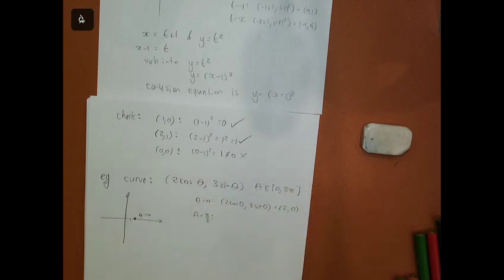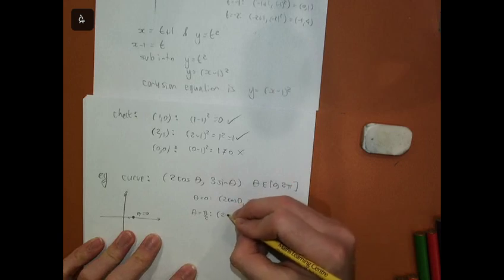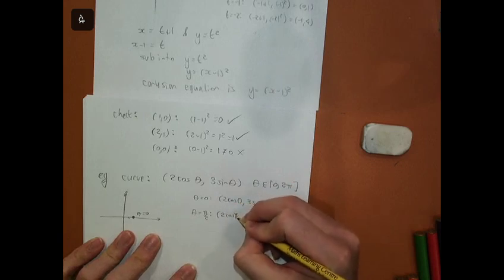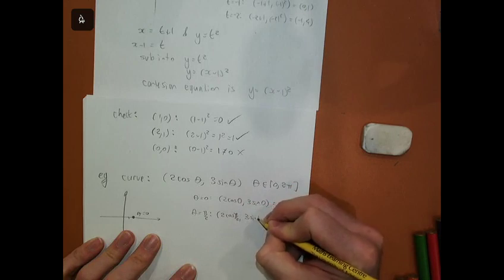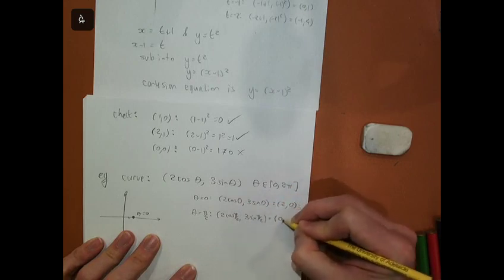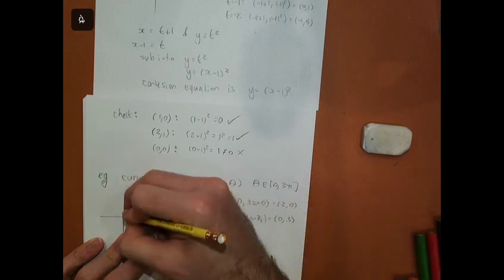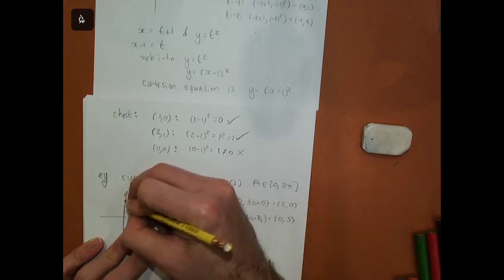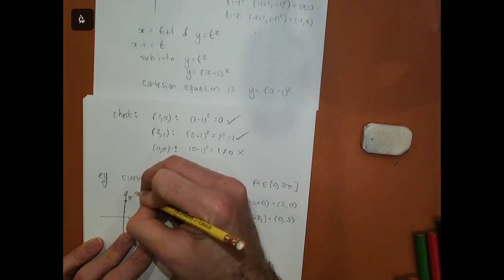Theta equals pi on 2. I'm just picking angles that I know the answer to, and good ones to pick are the multiples of pi on 2, because cos and sine have easy answers for those, and it'll make it easier to figure out. So I get 2 cos pi on 2, 3 sine pi on 2. Now cos pi on 2 is 0 and sine pi on 2 is 1. So (0, 3). That's theta equals pi on 2.